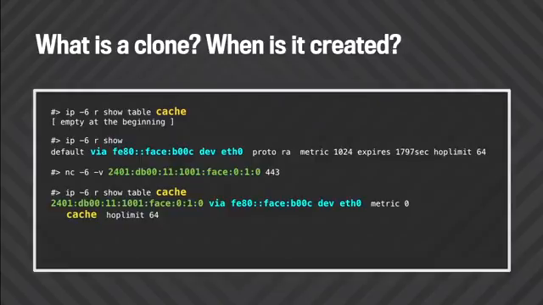So to understand what a Kong is, or when it is created, I ran a few IPv6 route commands on my dev machine. The first one is ip -6 route show table cache. It's the same command that I used in the earlier slide to ask the kernel to tell me all the Kong routes it has in the routing tree.